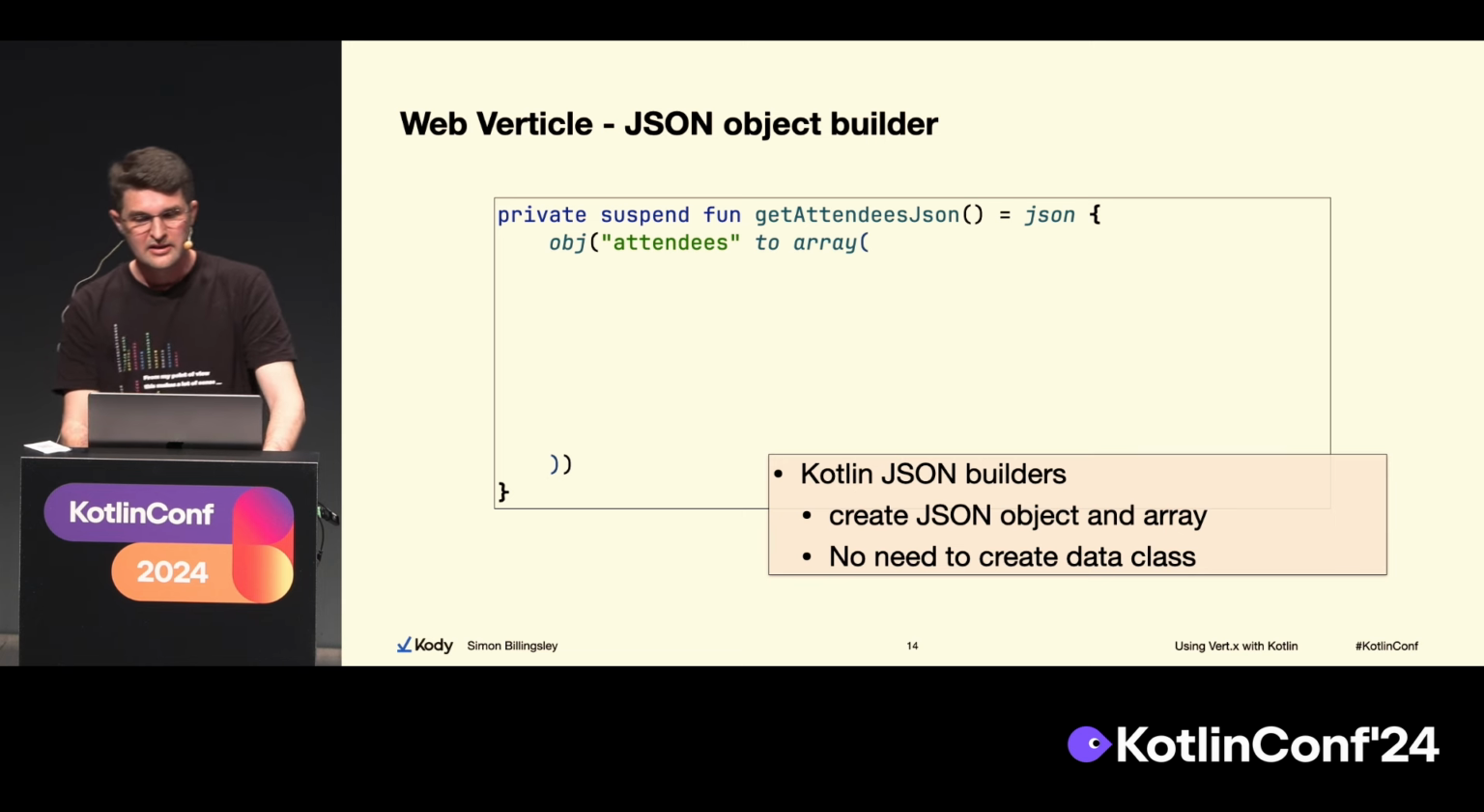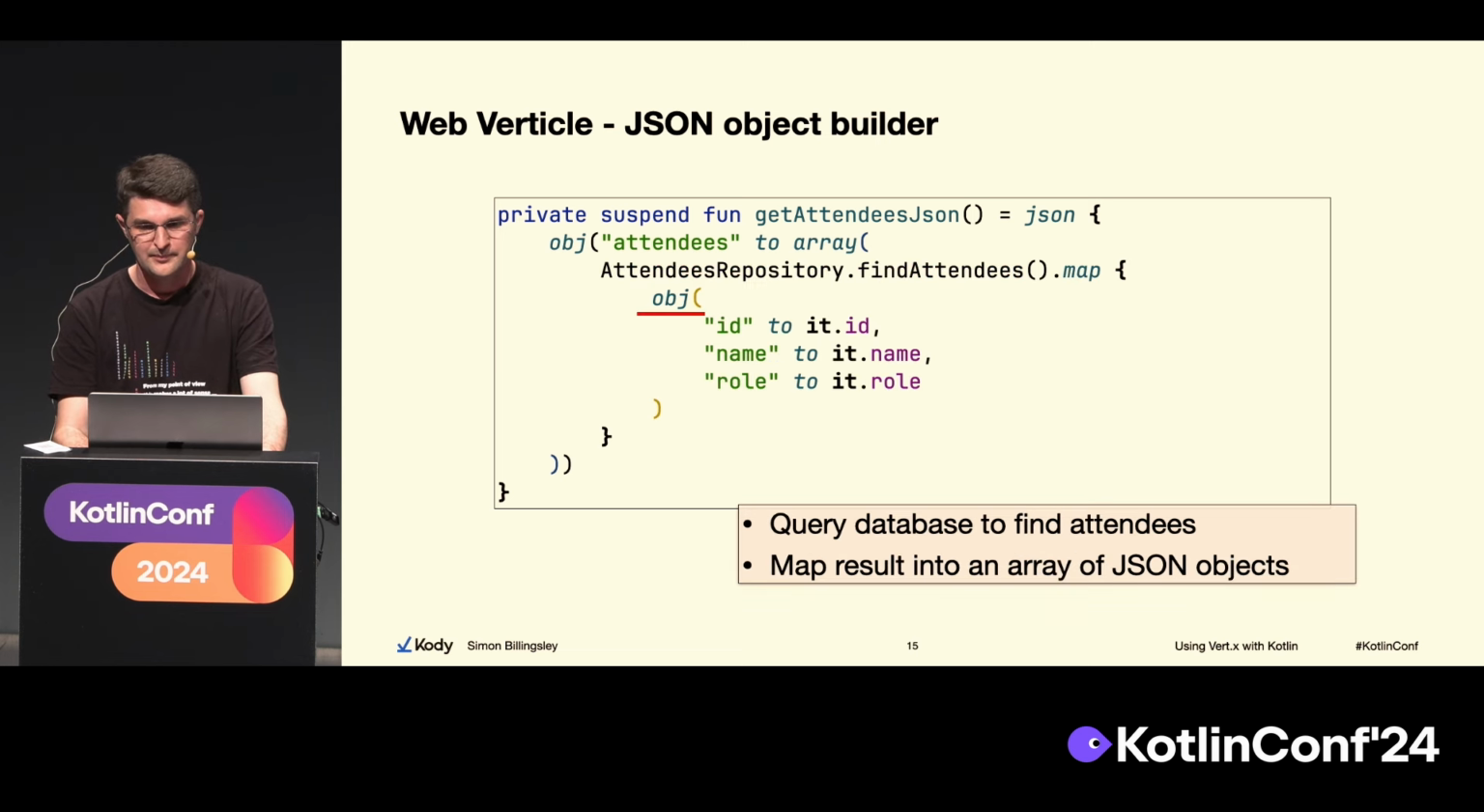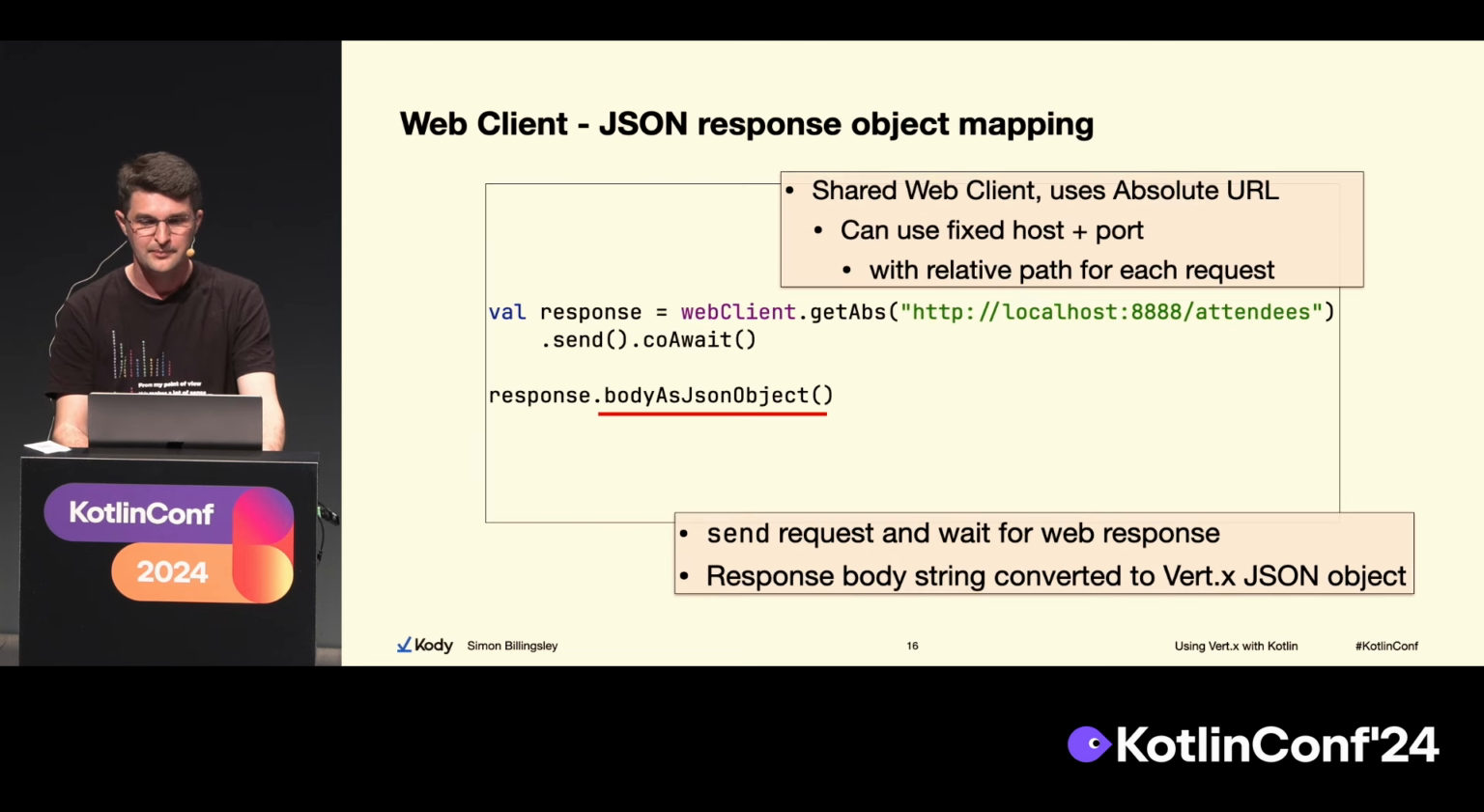The Vert.x Kotlin JSON builder makes it easy to create custom JSON objects and arrays. Manual mapping is really useful when you don't want to create a data class that matches the response body. So here, the response from the database is mapped into an array of JSON objects.